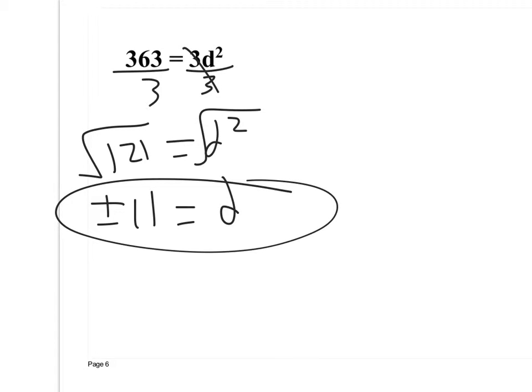Guys, can I check my answer? Yes. Could I plug 11 in right here? What's 11 times 11? 121. What's 121 times 3? 363. See what I mean? See how it works? Okay, could I plug negative 11 in here? Yeah, guess what? You get the same thing, right?